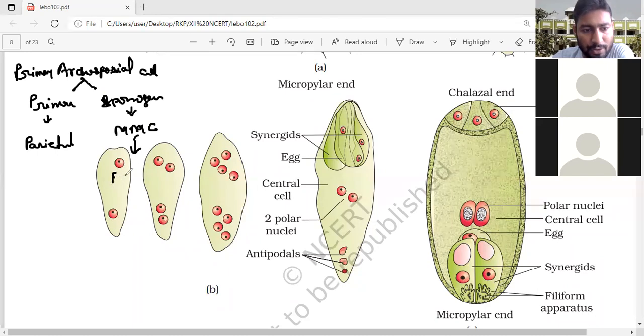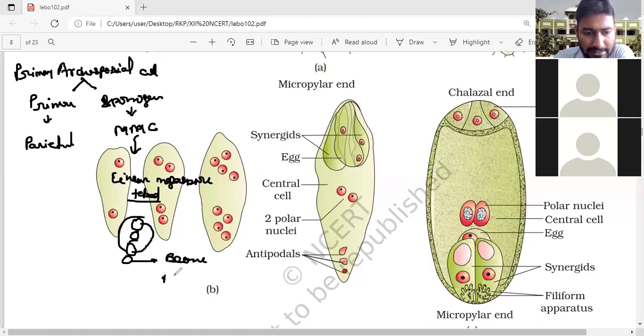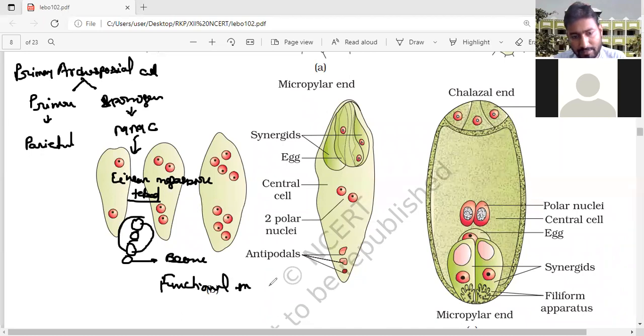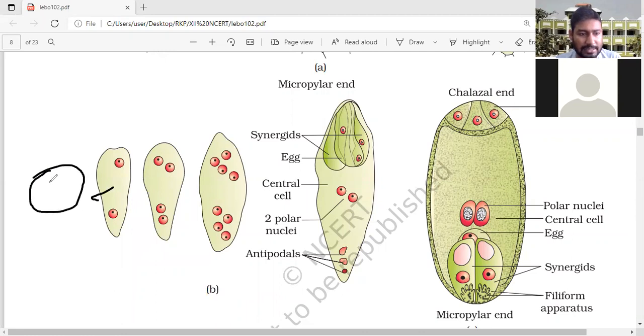After meiotic division, they form the linear megaspore tetrad. Clear? Out of the four, three degenerate and one becomes functional. This structure is known as the functional megaspore. Suppose this structure represents the functional megaspore.